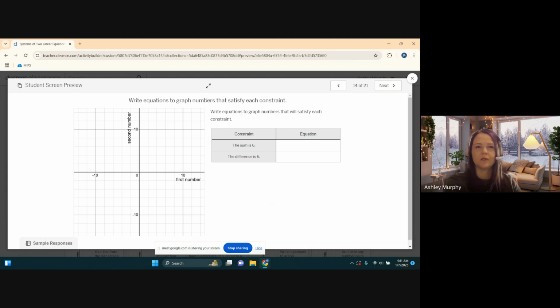Okay, write equations to graph numbers that satisfy each constraint. So the first explanation, the sum is 6. Sum means add, so that means if we add two numbers, we're going to get 6. And the next constraint, if you subtract two numbers, you're going to get also 6. Now the graph is showing up over here, and just as we anticipated, there is a location where the red and green lines are intersecting, so we know those are the numbers that are going to work.